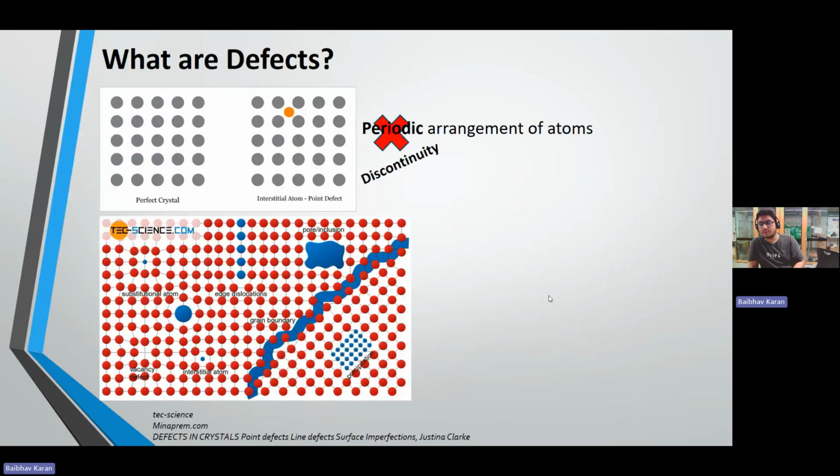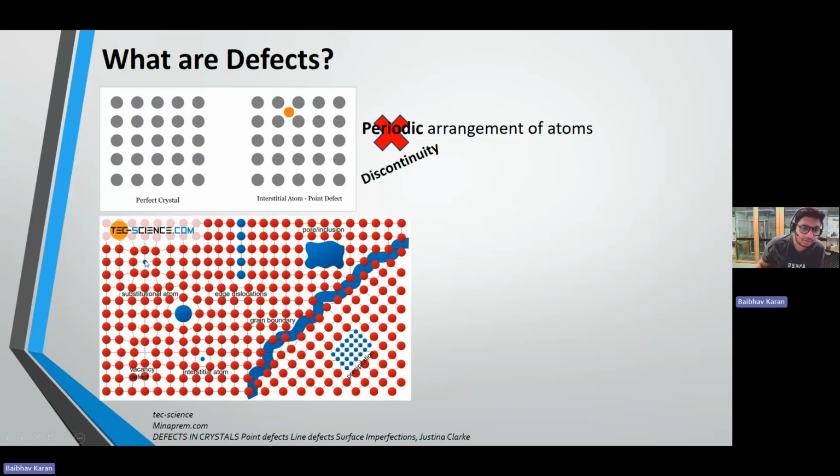Then we introduced the concept of what a defect is. In a crystalline solid, there is periodic arrangement of atoms, but in a defect, there will be a discontinuity in the periodic arrangement of atoms. This is known as a defect. The example of a perfect crystal and the example of defects is shown here. The defects are divided into various types, such as point defects, line defects, two-dimensional defects, surface defects, and three-dimensional defects. Various examples are shown here.